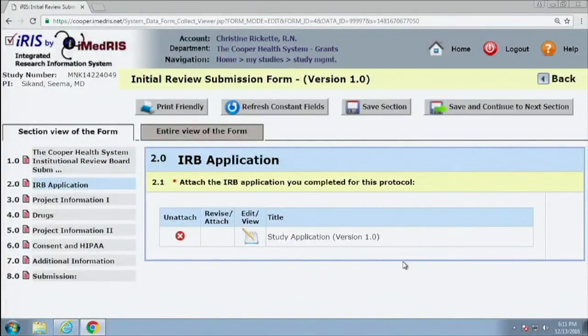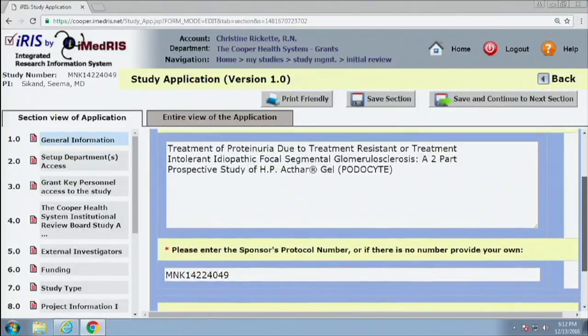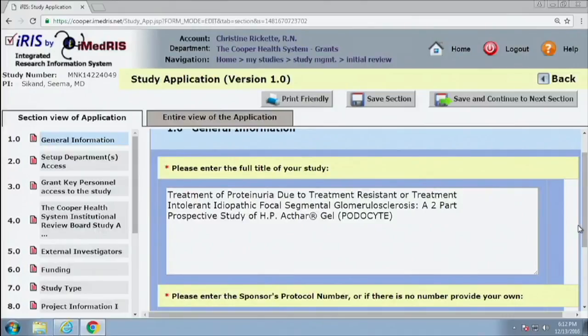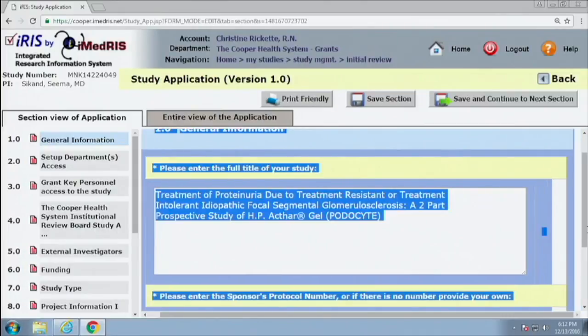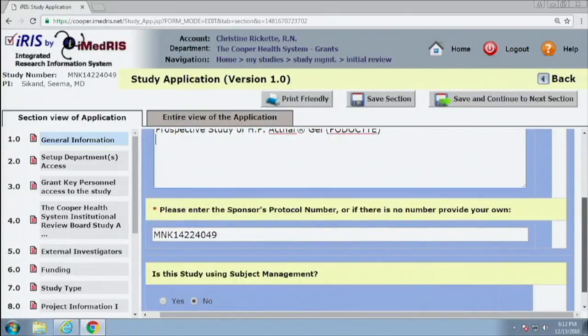And this is the heart of the submission, which is the study application. iMendris is slow, it likes to think. So this was a sponsored trial, so this was pulled out of the protocol that we were supplied, along with the sponsor protocol number. So normally if it's investigator initiated, I might just put a 1 there.